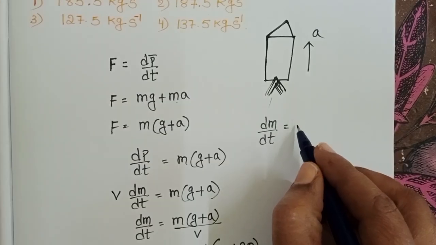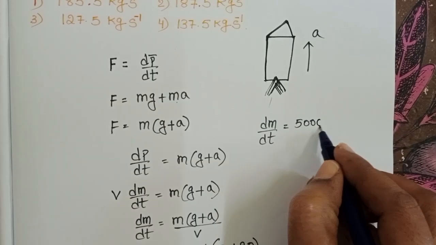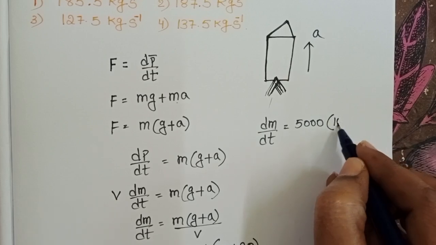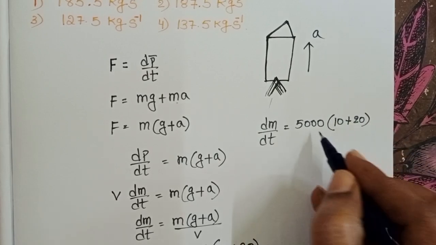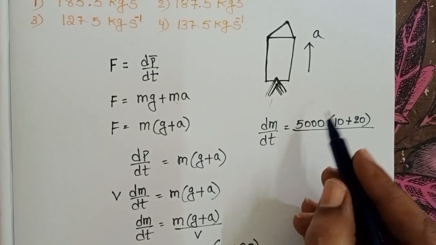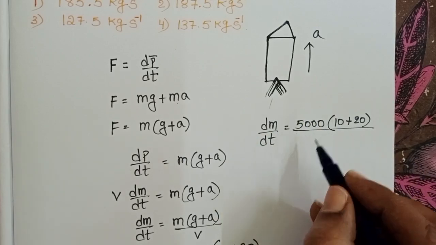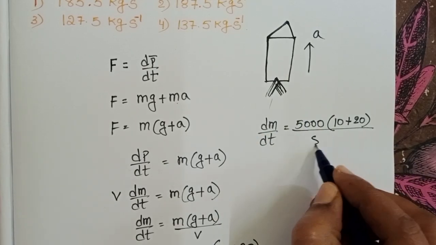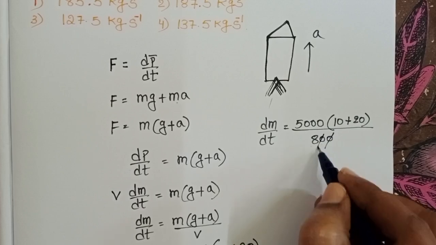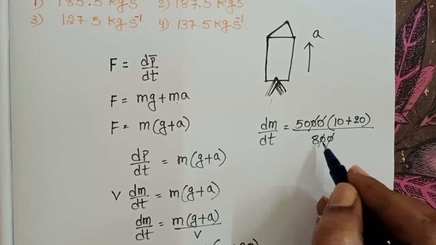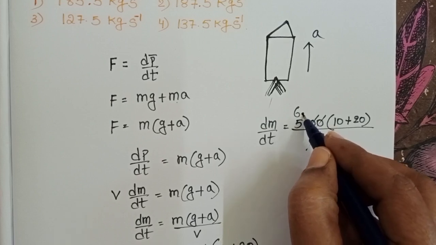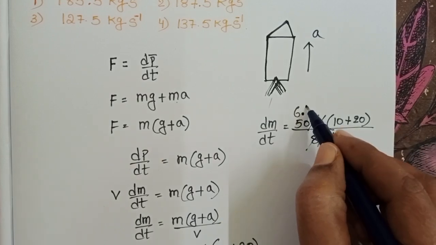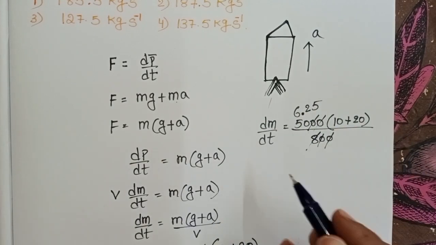Mass of the rocket is 5000 kg into g value 10 plus given acceleration 20 meter per second square, by velocity of the gases ejecting in the downward direction, that is 800. These two zeros get cancelled. 8 6s are 48, 2 is there, take point, it becomes 20. 8 2s are 16, 8 5s are 40.